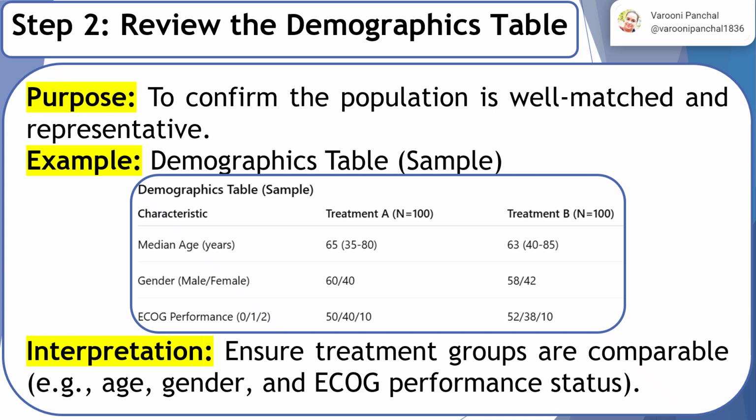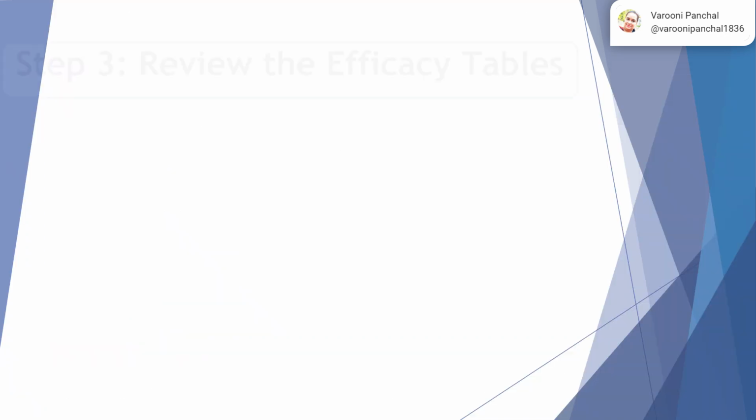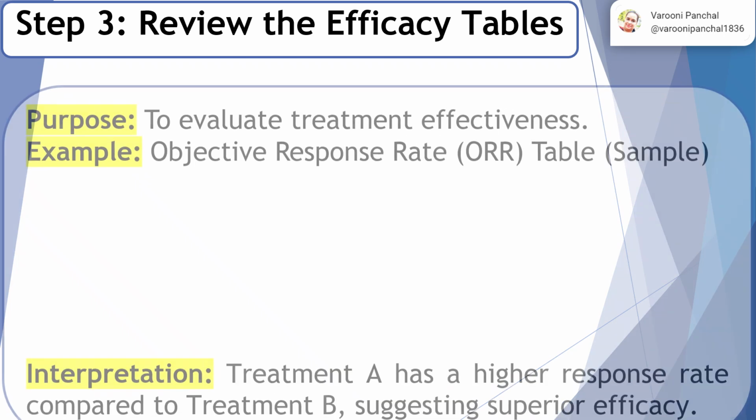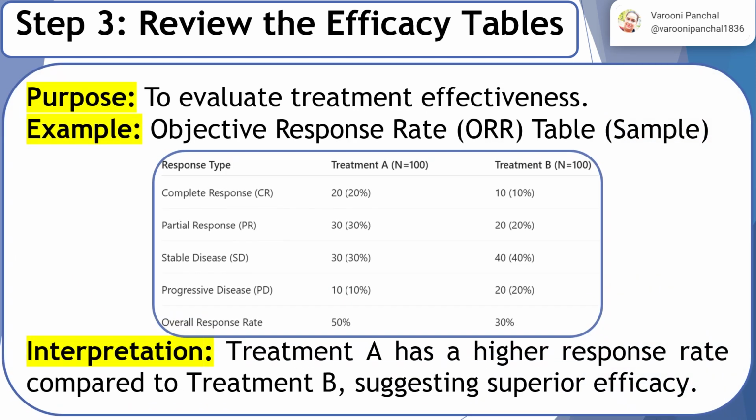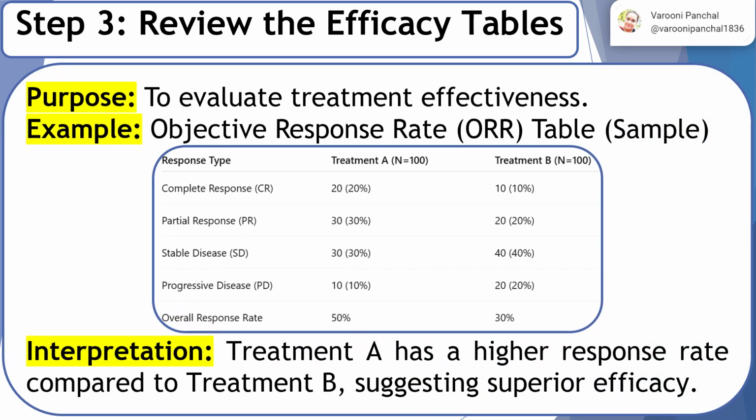Now this is just the demographics which I have taken as a sample. There could be many other tables. Likewise, you can modify and understand oncology clinical trials wherever you are working, with whatever available data you have. Now, step 3 is reviewing the efficacy tables, to evaluate the treatment effectiveness. The example shown here is the objective response rate, which is ORR, and this is sample data.